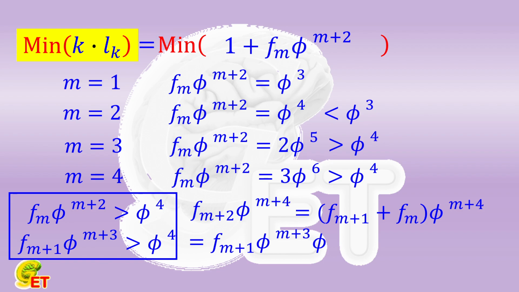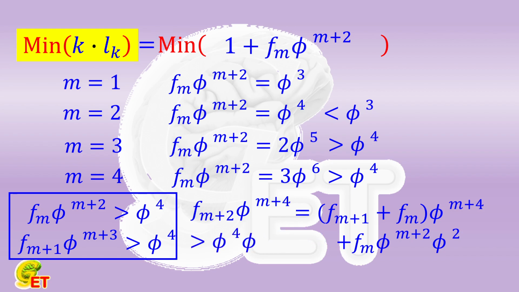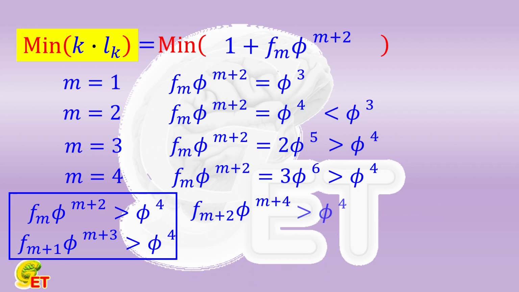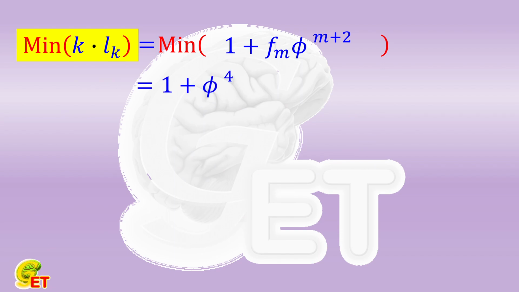And the latter part is written as Fm times phi to the power of m plus 2, times the square of phi. The former part is bigger than phi to the fourth power, multiplied by phi. And the latter part is bigger than phi to the fourth power, multiplied by the square of phi. Putting them together, we get phi to the fourth power, times phi plus the square of phi. And, phi plus the square of phi is indeed 1. So the proof is done. Then the minimum value of the target is indeed 1 plus phi to the fourth power.